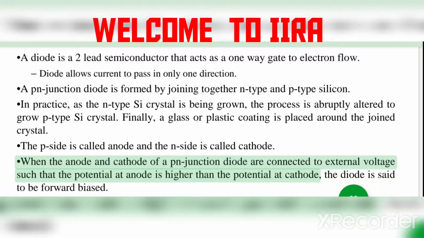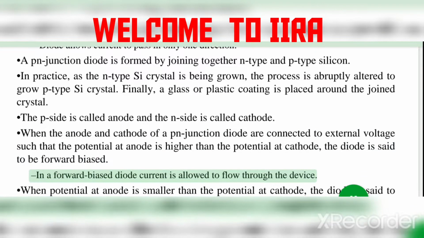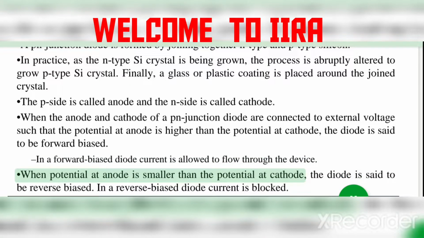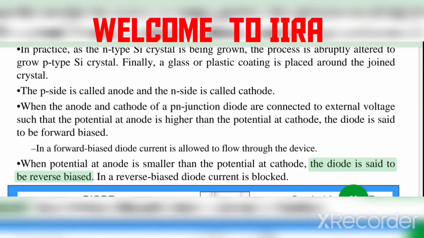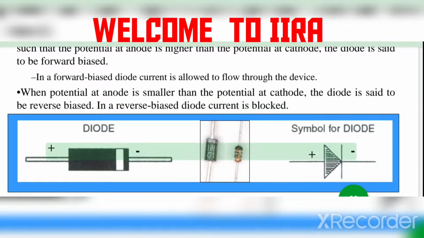When the anode and cathode of a p-n junction diode are connected to an external voltage such that the potential at the anode is higher than the potential at the cathode, the diode is said to be forward biased. In a forward biased diode, current is allowed to flow through the device. When the potential at the anode is smaller than the potential at the cathode, the diode is said to be reverse biased. In a reverse biased diode, current is blocked.